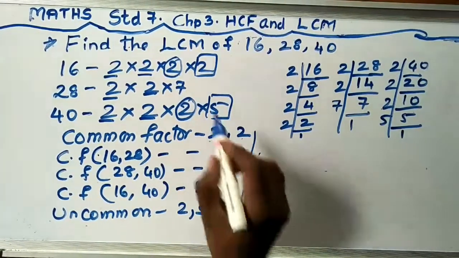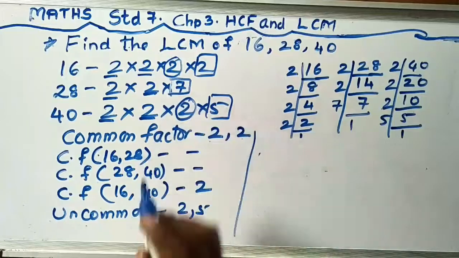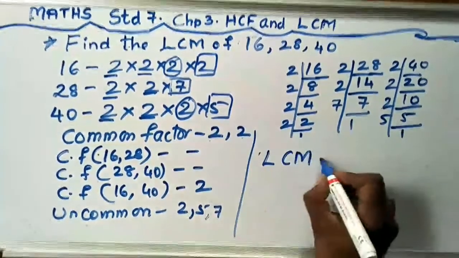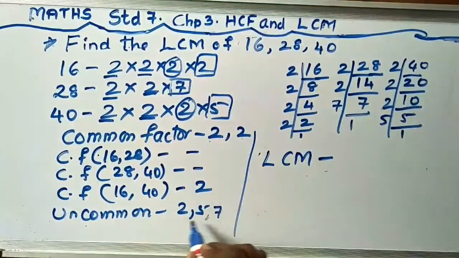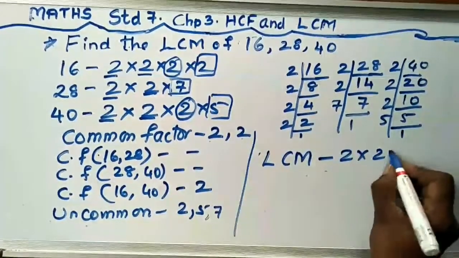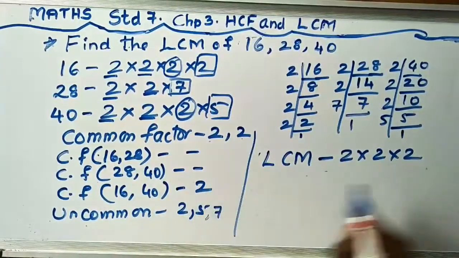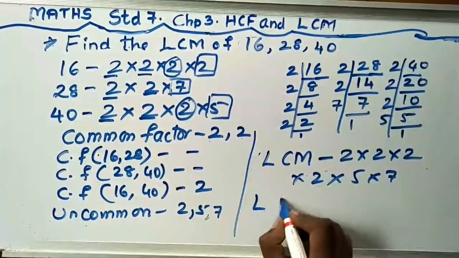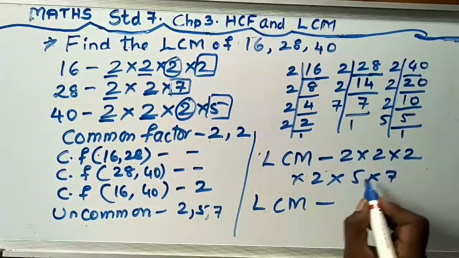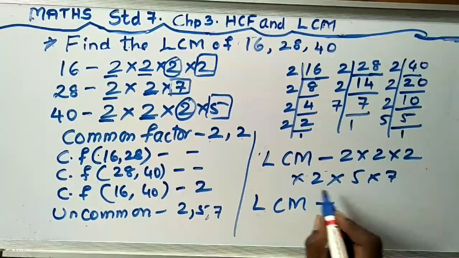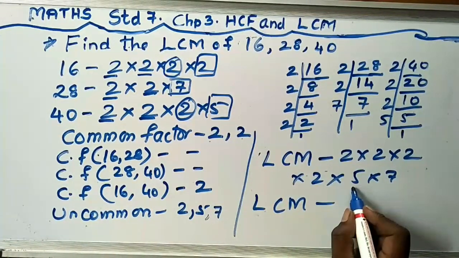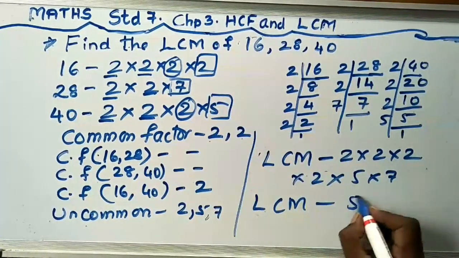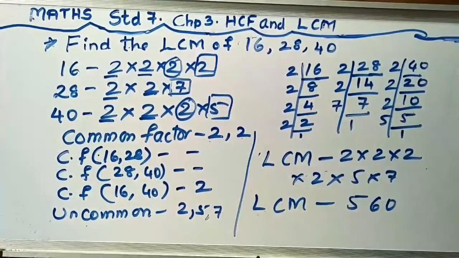Uncommon factor 2, 5. Then 7. So 2, 5 and 7. Now let us find the LCM. LCM is 2, 2, 2, 2, 5, 7. So 2 into 2 into 2, 3 times 2, and one more 2 is there, into 5 into 7. So when you multiply all these numbers, 2 to the 4, 4 to the 8, 8 to the 16, 16 into 5 into 7. When you total it, you get as 560.